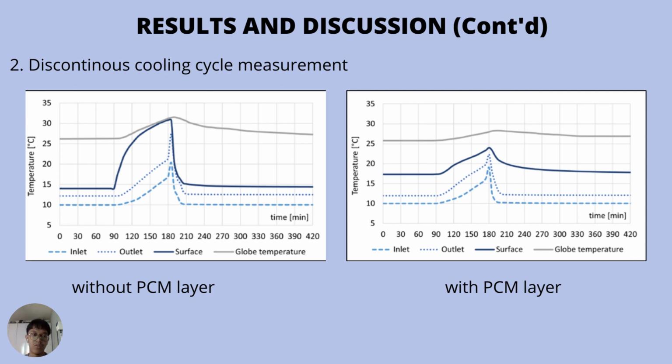So we can conclude from the graph here that the PCM, or phase change material, based system can cool the air in the system faster, even though it has a lower cooling capacity than the ceiling with no phase change materials.